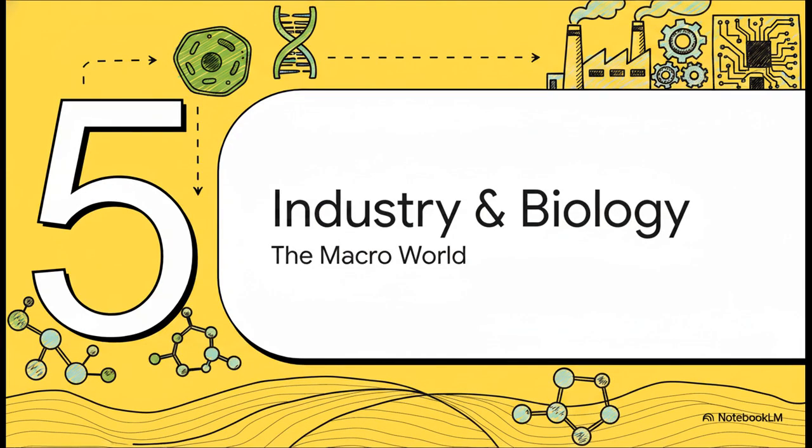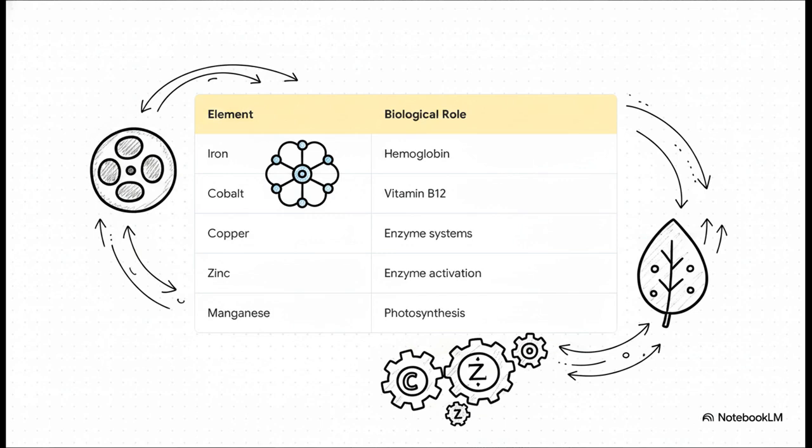Finally, let's hit Section 5, Industry and Biology Applications, the macro world. It is just wild to realize that life on Earth is fundamentally dependent on these metals. The iron holding oxygen in your blood's hemoglobin, the cobalt nestled right at the core of vitamin B12, the manganese driving photosynthesis in every green plant on the planet. Biological systems have evolved over billions of years to perfectly harness the unique coordination chemistry and electron shuffling abilities of the transition elements. Without them, biological energy transfer would completely grind to a halt.